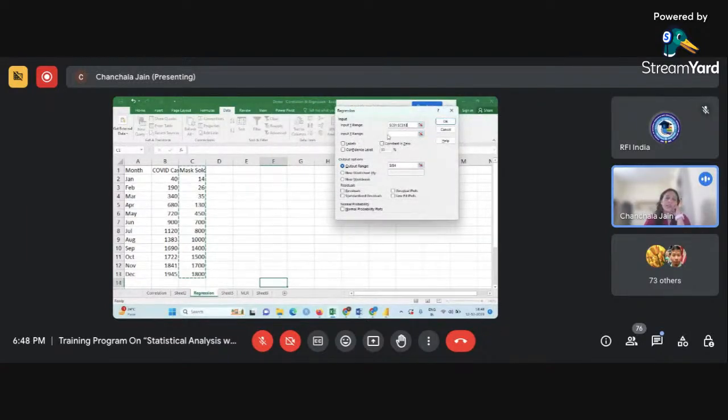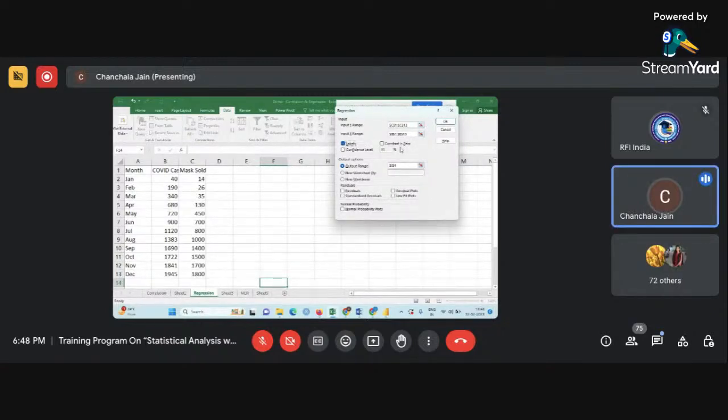X variable is the independent variable which we have taken as COVID cases, right? So you can select this. Now moving ahead, I have selected my data including the labels. So that is why I'm checking this box. I hope you have also done the same. So you need to also check this box. Done? May I proceed? Yes, ma'am.